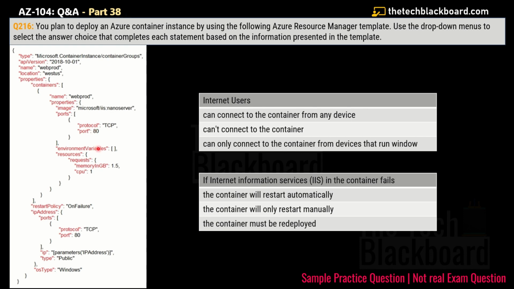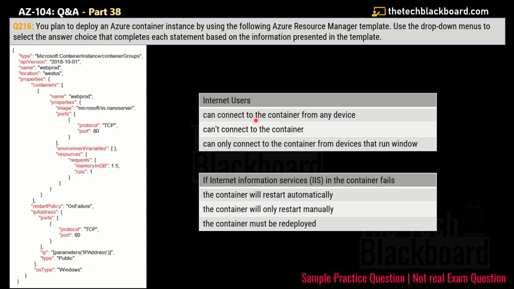And then you can also see that we have environment variables, but coming down in the ARM template, we can see this important point here that says restart policy as on failure. Very important point, keep in mind. And then the next section, the very important section of this ARM template, is this OS type, which is given as Windows. I will tell you what is the importance of this OS type.